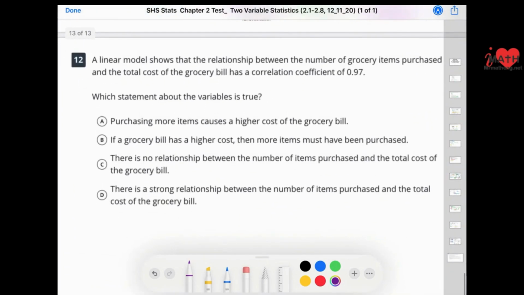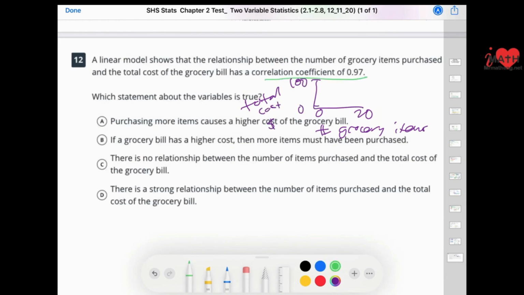Okay, number 12, I think the last one. A linear model shows the relationship between the number of grocery items purchased, say 0 to 20, and the total cost, $0 to $100, and has a correlation coefficient of 0.97. So it has got to be strong, right? Which statement about the variables is true? Purchasing more items causes a higher cost of the grocery bill.